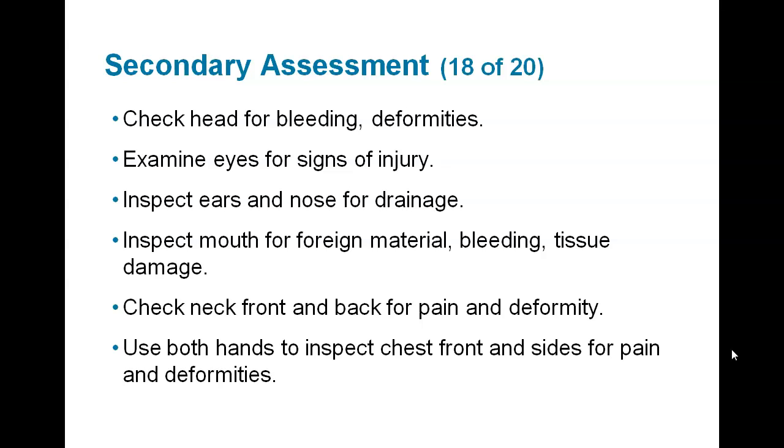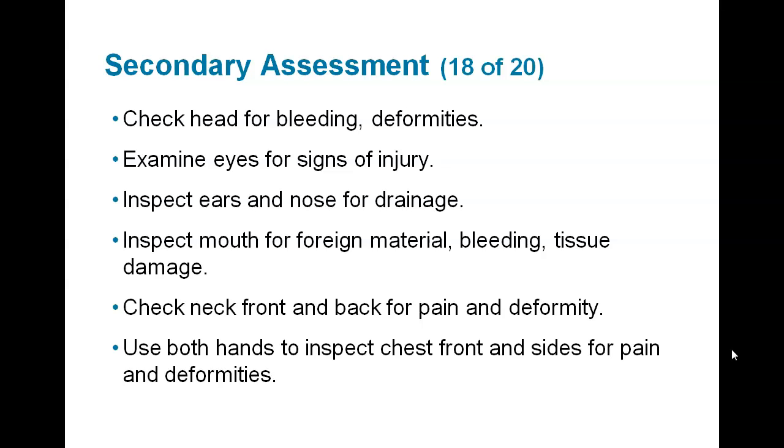You're also looking for JVD, which stands for jugular vein distension. That is just the abnormal bulging of the veins on the side of the neck. That can mean that they have a chest injury, or it could be a sign of cardiac compromise. And then you're also looking for accessory muscle use.